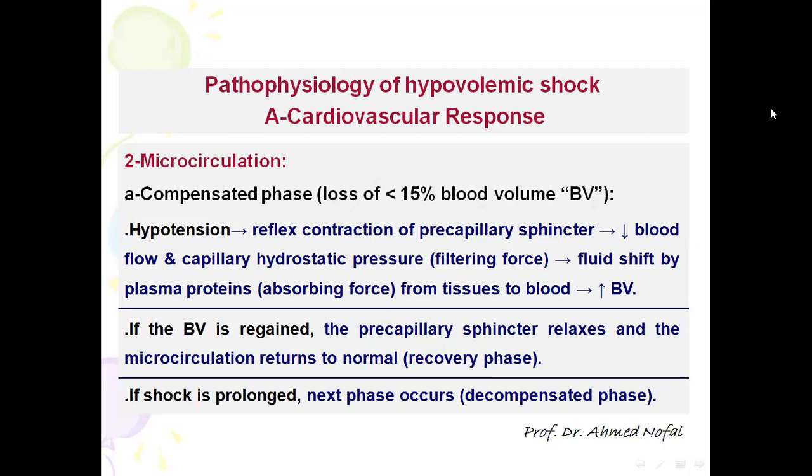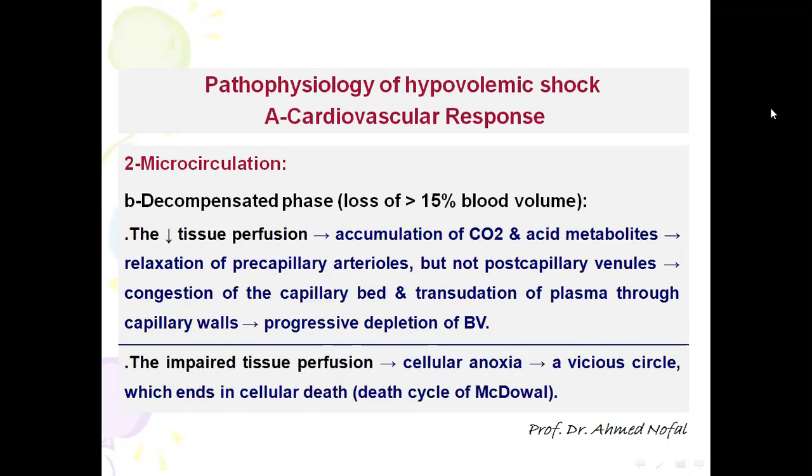At the level of microcirculation, there are two phases, the compensated phase and the decompensated phase. The compensated phase occurs with loss of less than or around 15% of blood volume. Hypotension will cause reflex contraction of the pre-capillary sphincter with decreased blood flow and capillary hydrostatic pressure, and this will cause fluid shift with plasma proteins from tissues to blood. If blood volume is regained, this is reversed. But if shock is prolonged, the next phase will occur.